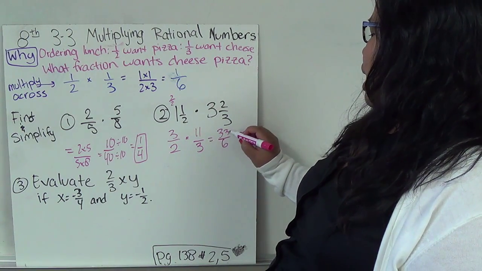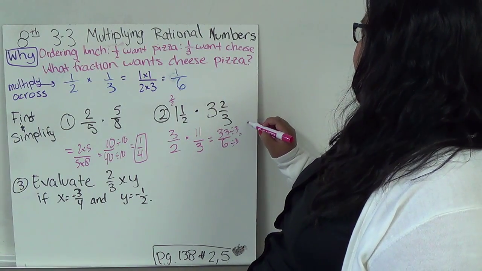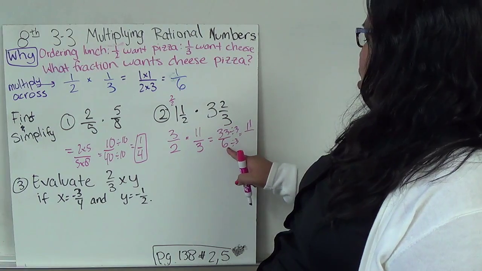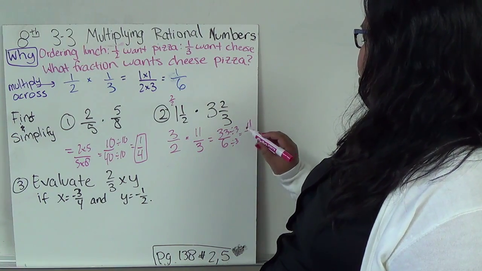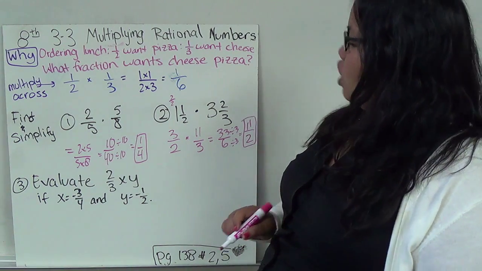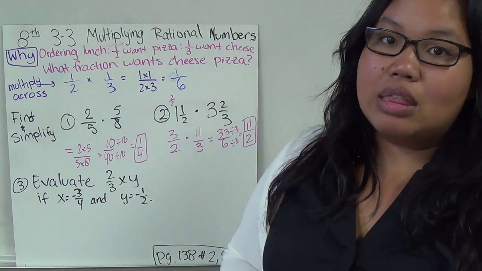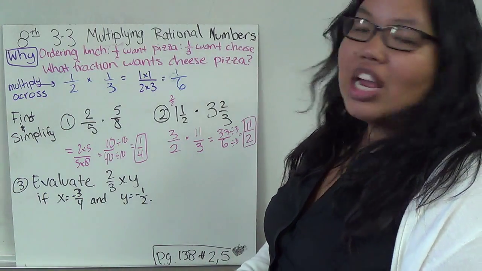33/6. And I can divide both sides by 3. I get 11/2. Okay? You can put it back in mixed fractions if you want, but I think the book will accept whatever, either the improper fraction or the mixed fraction.